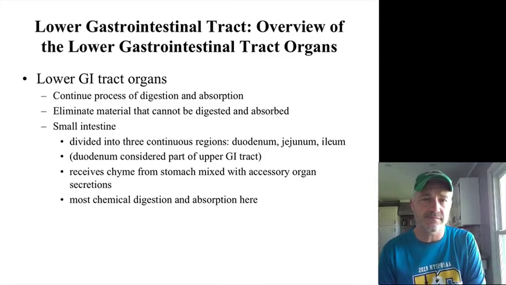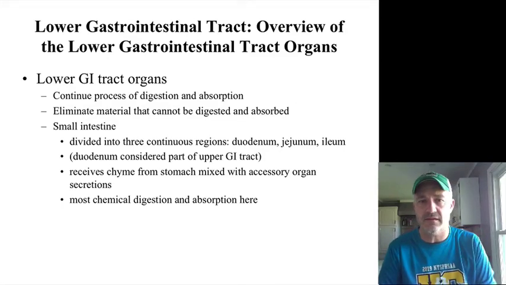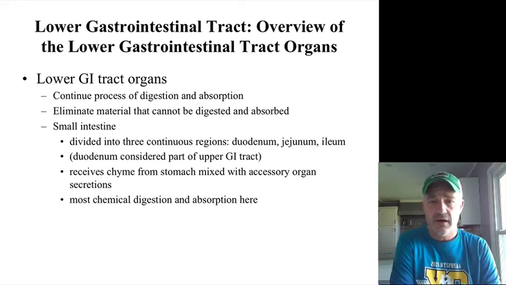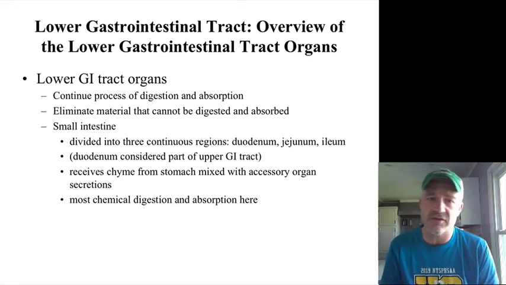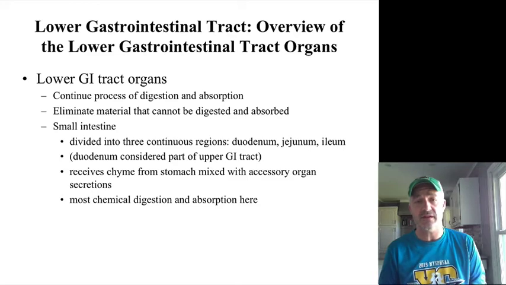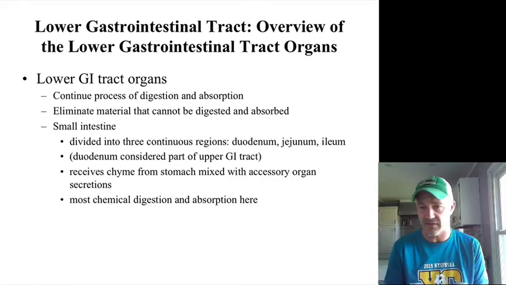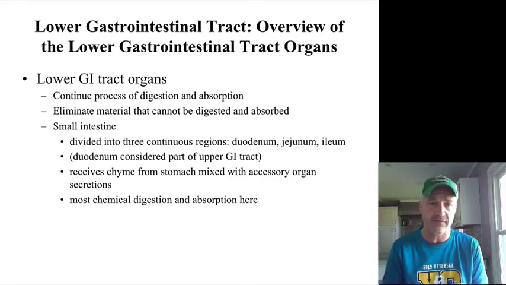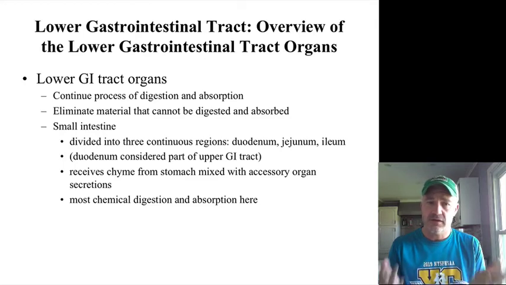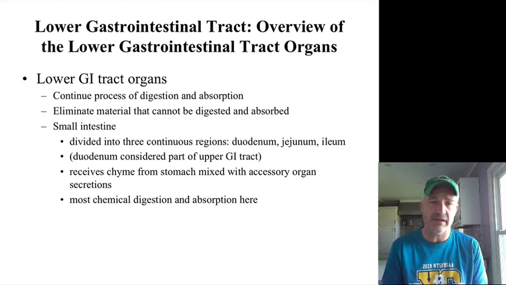Look at the small intestines in the start of the lower GI here. Really, the lower GI is where most of your digestion and absorption is going to take place. And again, obviously, there's stuff that we can't digest and that stuff that we have to eliminate. In terms of the small intestine, there are three main regions to this. You have your duodenum, jejunum, and ileum.